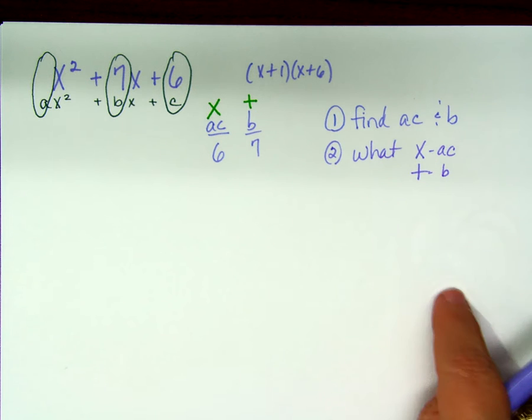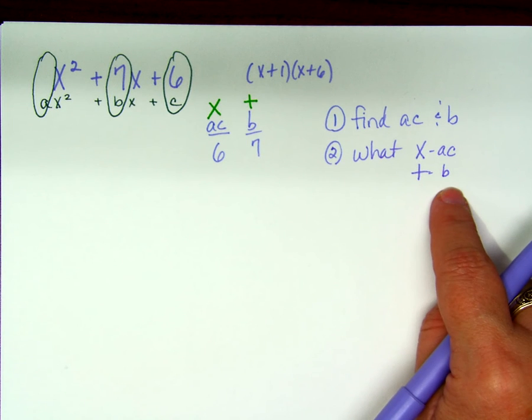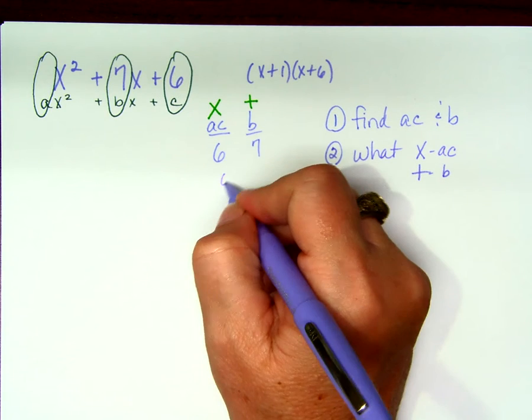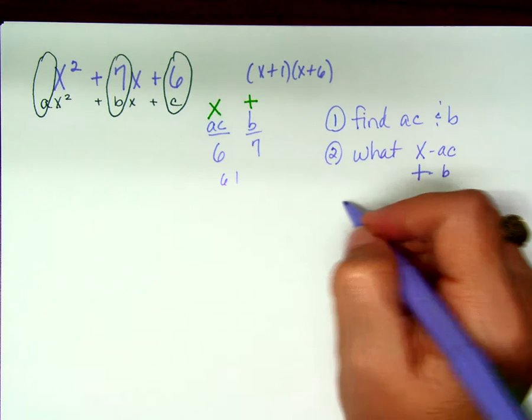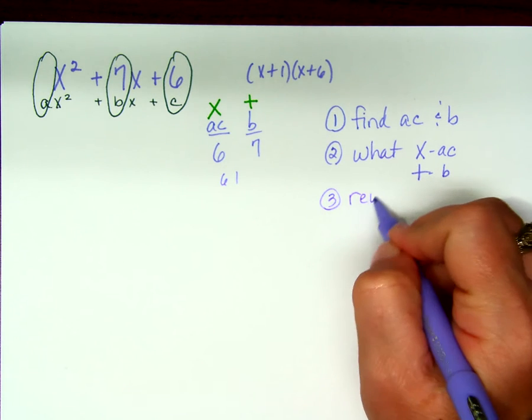Okay, do those notes make sense? What multiplies to be AC and adds to be B? That's our next step, right? Okay, so 6 and 1 is what we decided on, right? Now, this is where it changes from yesterday. Okay, we're going to rewrite the problem.